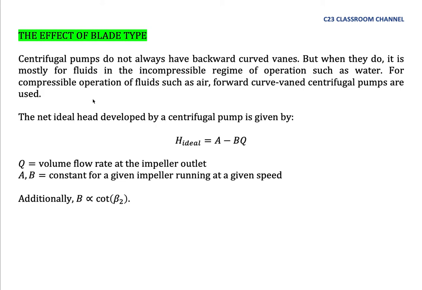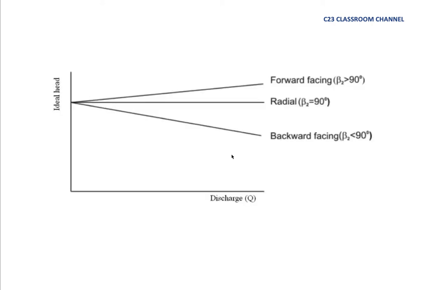The net ideal head developed by a centrifugal pump is given by H ideal is equal to A minus BQ, where A here and B here are constants for a given impeller running at a given speed, and Q here is the volume flow rate at the impeller outlet. So sometimes when you buy a pump, the manufacturer will give you this equation. They will give you the value of A and the value of B to represent the H ideal, the ideal pump head for that centrifugal pump.